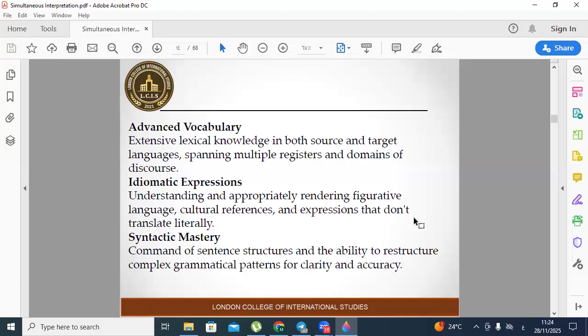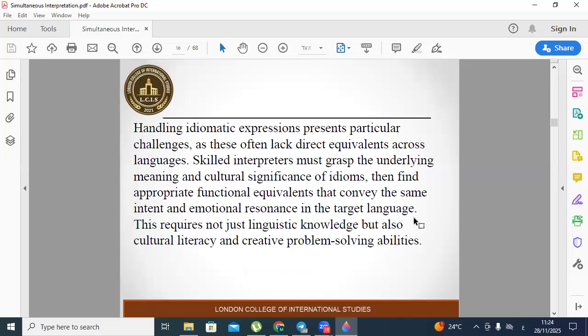Sentences can be extraordinarily complex. Multiple embedded clauses, passive constructions, abstract nominalizations, interrupted structures. Languages differ in what syntactic complexity they typically use and tolerate. Now let's move to talking about handling idiomatic expressions.